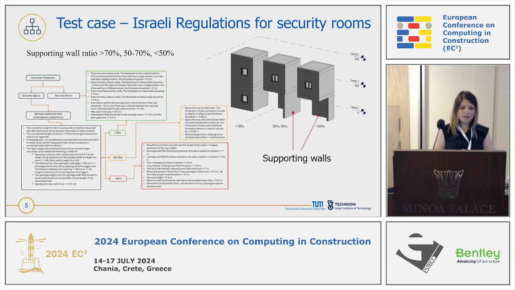So the test case that we focused on comes from the Israeli regulations for security rooms, for bomb shelters basically. Starting from 1989, it became mandatory that within every dwelling unit there will be a security space, a security room. And there are lots of regulations as to how to design them and how to construct them. One of them is that these spaces have to be stacked one on top of each other to create a security shaft, which is entirely made out of reinforced concrete.